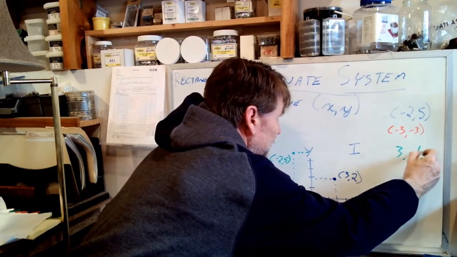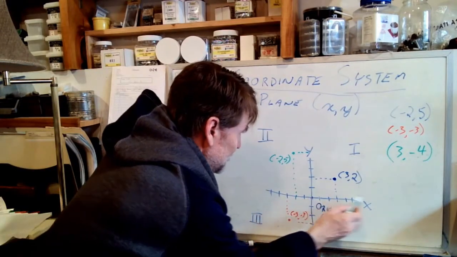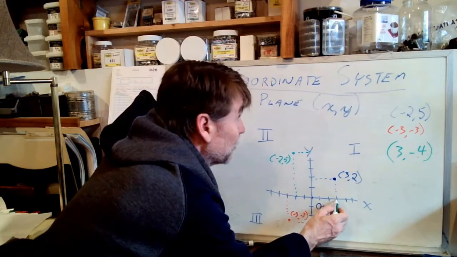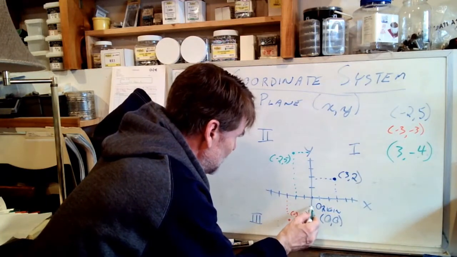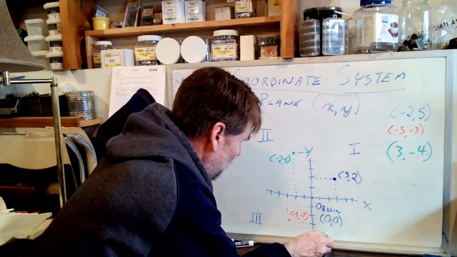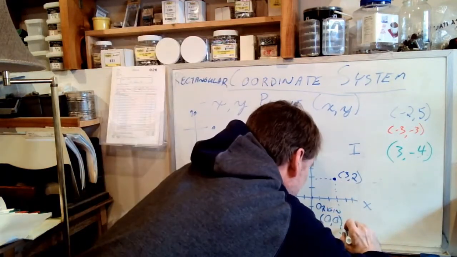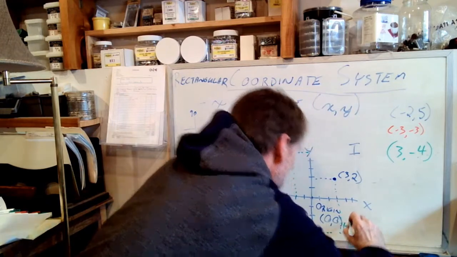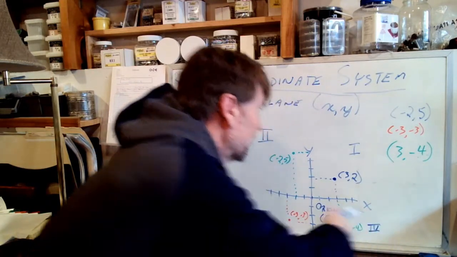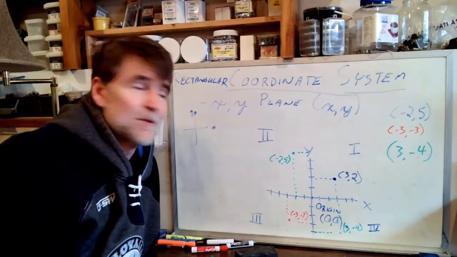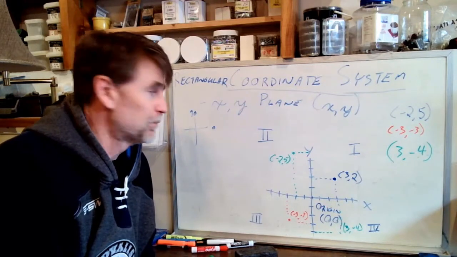Let's try 3 and -4. Once again we have a positive x value, so we're moving forward from the origin to the right. 1, 2, 3. And we're going to go -4 for the y value. So again, we're going down on the y-axis. 1, 2, 3, 4. So we have a 4, and we have a 3, and we land right there for 3 and -4. And so this is the fourth quadrant. In the fourth quadrant, our x value is positive. We are moving to the right of the origin, but our y value is still negative. We're moving down from the origin.